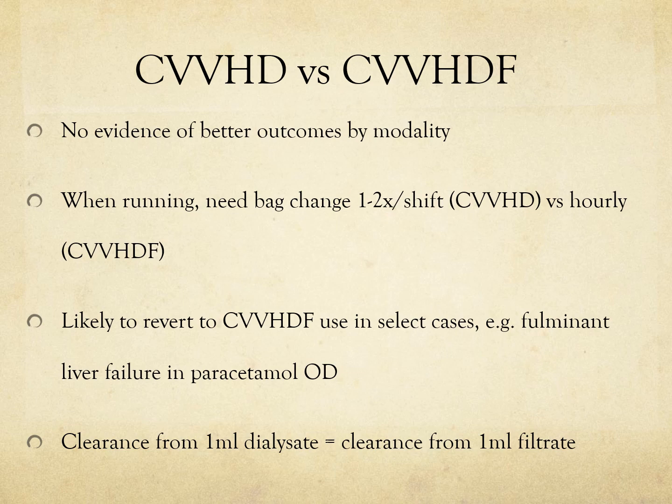And there's also some practical things that means we tend to use HDF in select cases such as fulminant liver failure. Now, a lot of that is due to local practice. In hemofiltration, we would use citrate as an anticoagulation, which we tend to avoid in fulminant liver failure, whereas in hemodiafiltration we may use either no anticoagulation or heparin. But in theory, the clearance using 1 ml of dialysate is the same as the clearance using 1 ml of filtrate, so they should be the same in terms of clearance.